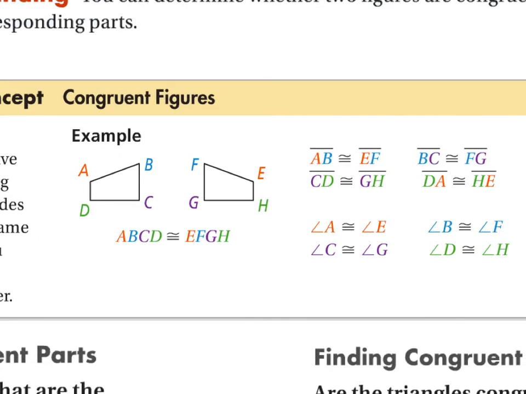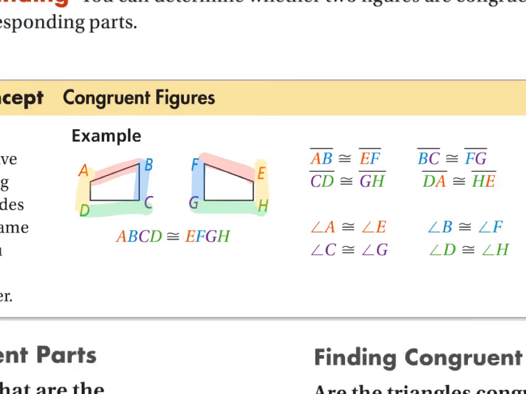Part of this lesson is just naming the sides. They said that AB is congruent to EF. The A and the E correspond to the B and the F. The next one is BC is congruent to FG. Then CD is congruent to GH. And last but not least, DA is congruent to HE. Okay, those were the sides.